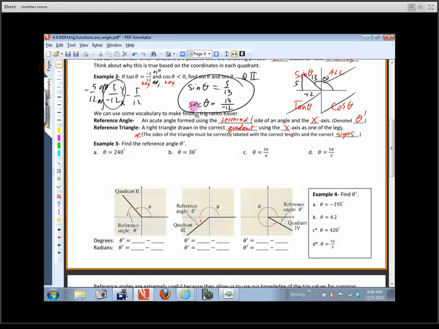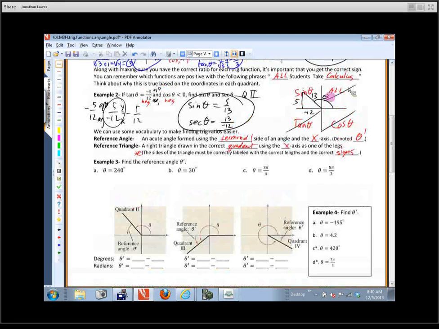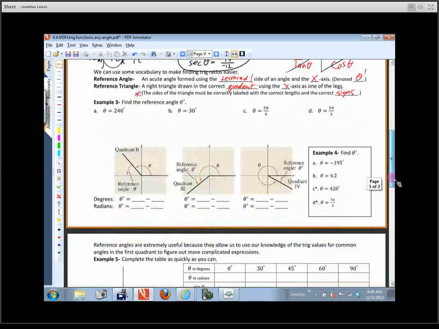Let me come back and make sure we understand this one right here. The secant is negative. Remember, that's not mentioned in our little phrase: All Students Take Calculus. They're all positive in the first quadrant. Only the sine and its reciprocal cosecant are positive here. So that means the cosine, its reciprocal secant, the tangent, and its reciprocal cotangent would all be negative. Only the sine and the cosecant would be positive here. That's why we've got a negative answer on that one. Any questions there?